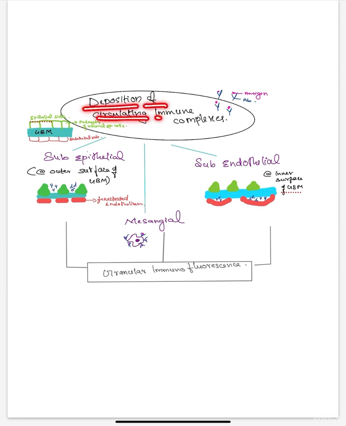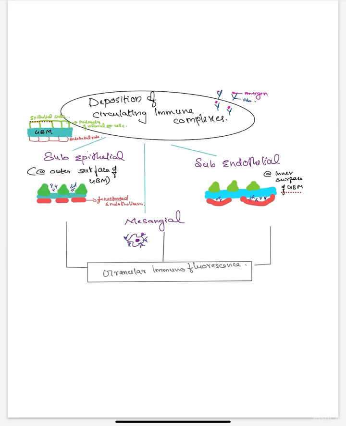Circulating immune complexes, that is antigen antibody complexes, are deposited. They may get deposited in the subepithelial region. This is the glomerular basement membrane, this is the epithelial side, and this is the endothelial side. So they may get deposited on the subepithelial side, that is the outer surface of the glomerular basement membrane. Immune complexes may get deposited outside the surface of the glomerular basement membrane.